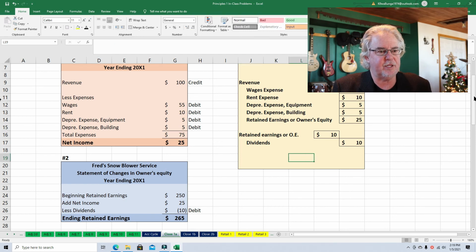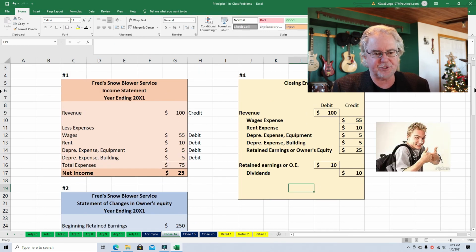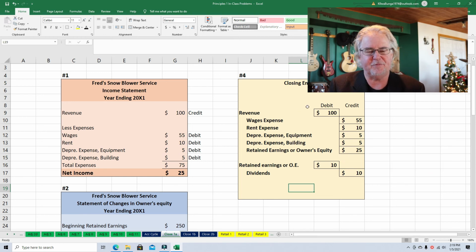There are the closing entries. That's all there is to it. Very simple, very mechanical. That's all. In fact, that's all there ever is to it. It's just that easy. It really doesn't get any more complicated than that right there. So there you go. Hopefully you won't mess it up when you're doing your homework.